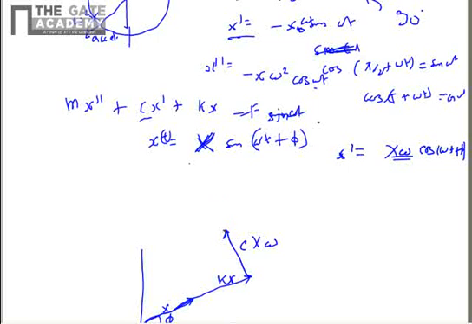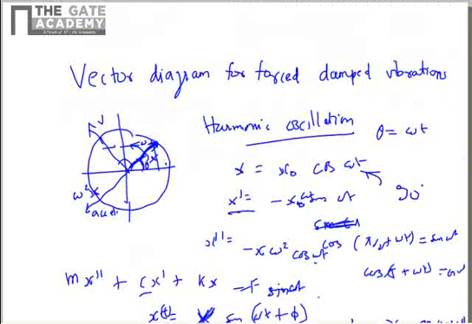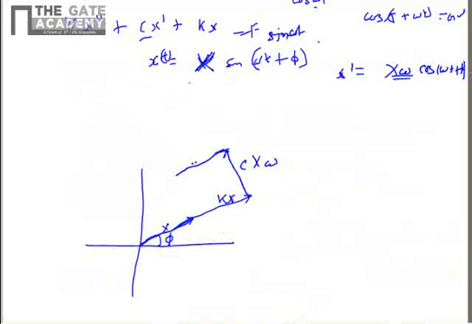And then we have the m x double dash vector. You saw that acceleration is 180 degrees opposite to the displacement. So m x double dash will look like this. And for that we have to determine x double dash, which will be equal to minus x omega square sine omega t plus phi. Since we have taken the negative direction, the minus is already taken care of here.